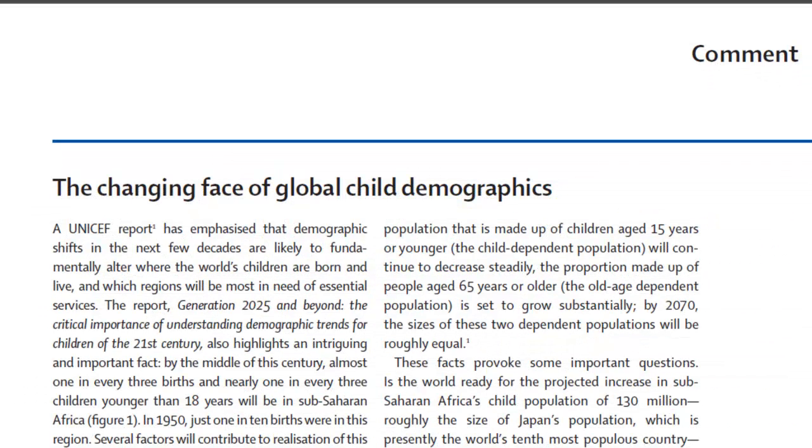Through an academic journal, you'll find all sorts of articles, and not just articles on different topics, but different types of articles. This article is a comment article, which you can see in the upper right-hand corner, which basically means it's a viewpoint or commentary article. So it's more likely to hold opinion than a research article is. But one thing to take note on comment articles, they're going to be shorter than regular articles, and this one's on the changing face of global child demographics.